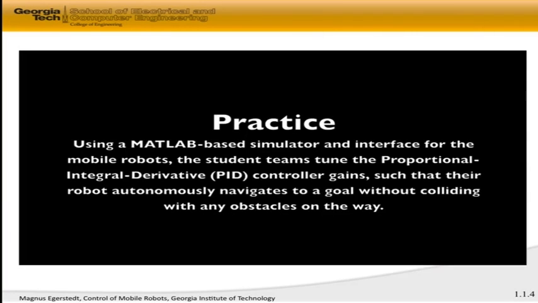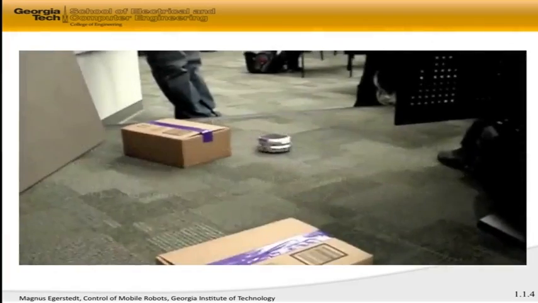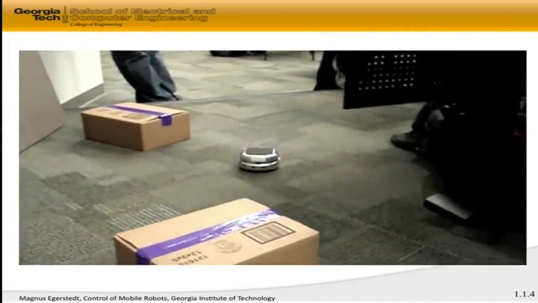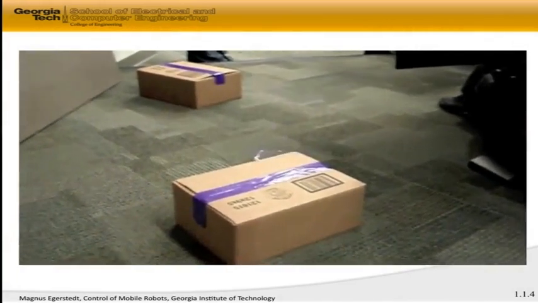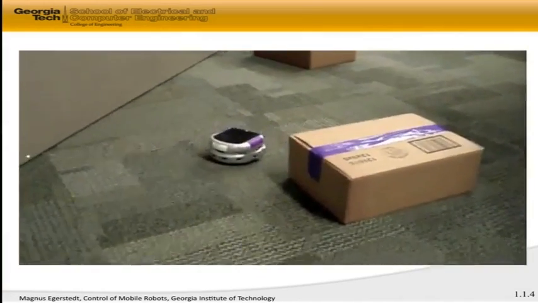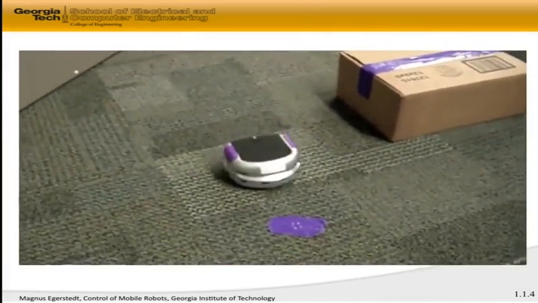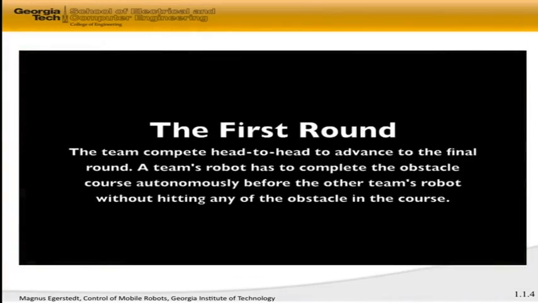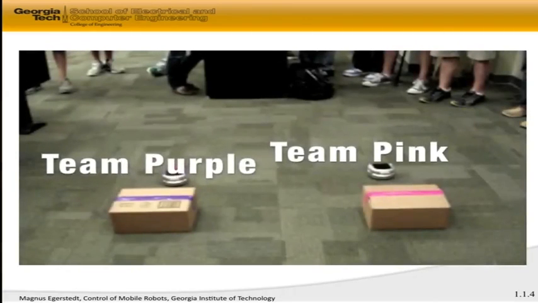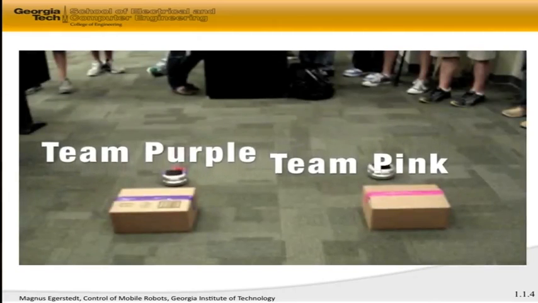Here is a video from a course I taught on campus at Georgia Tech. And this is a robot that's running a lot of the things that we're learning in this course, meaning it's figuring out how to get to a landmark, in this case, a purple little tape mark on the floor, but it has to do it while avoiding obstacles.